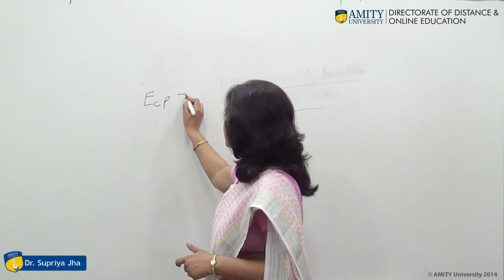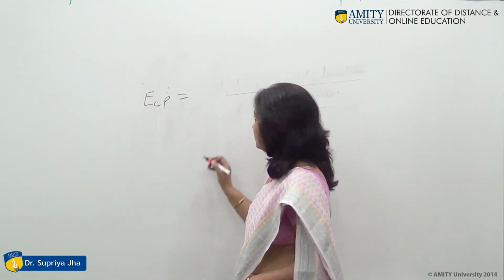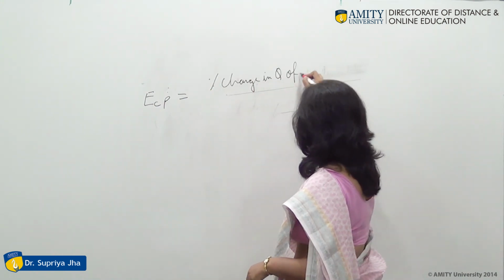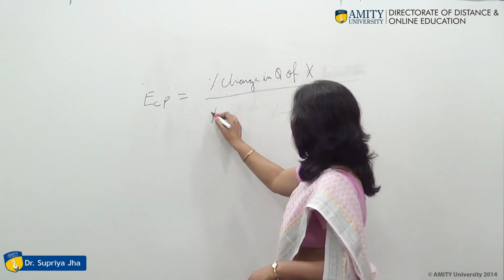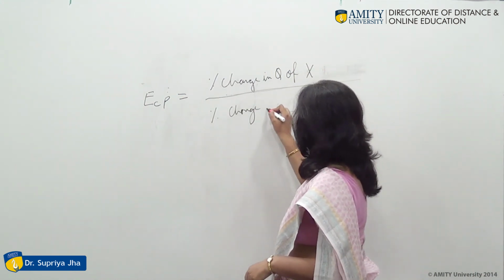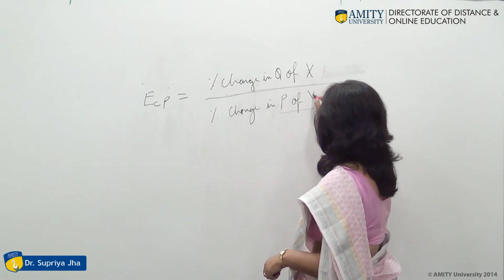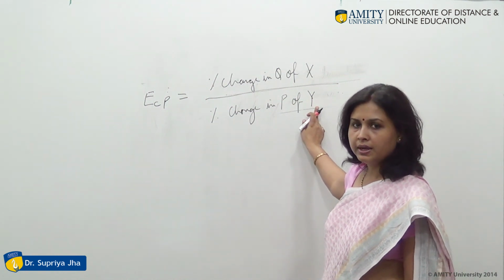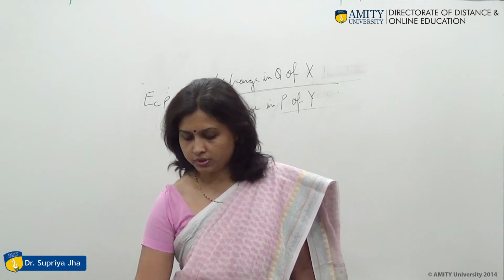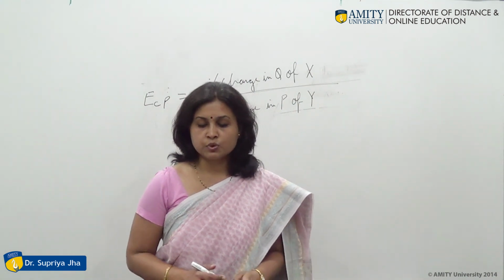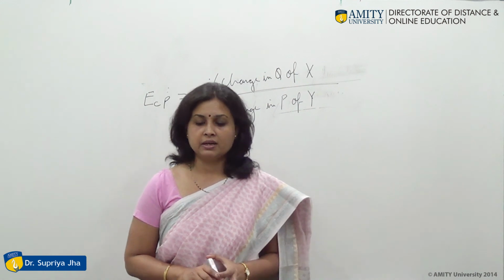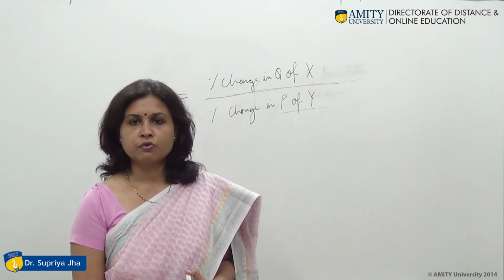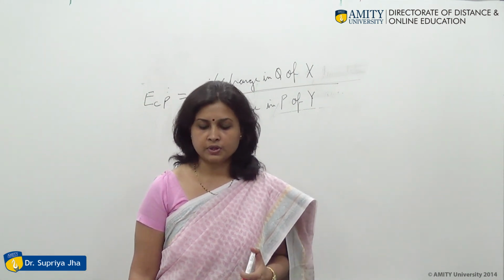Cross elasticity of demand is percentage change in quantity of X divided by percentage change in price of Y. X and Y are related in the sense that it can be a substitute, it can be complementary. So responsiveness to a change in the price of a related commodity is termed as cross elasticity of demand. It would always be positive for substitutes, and it would be negative for complementary goods.